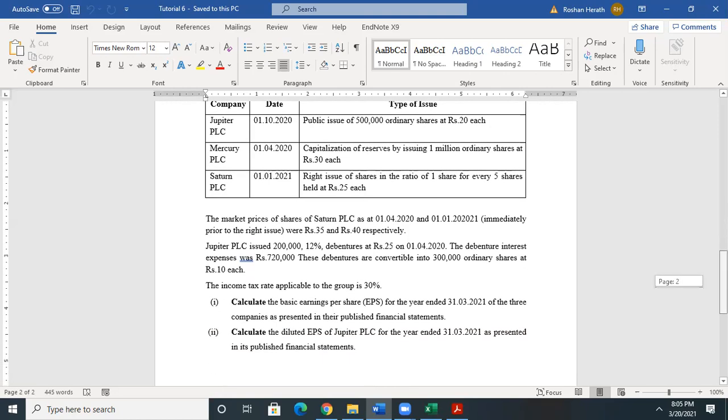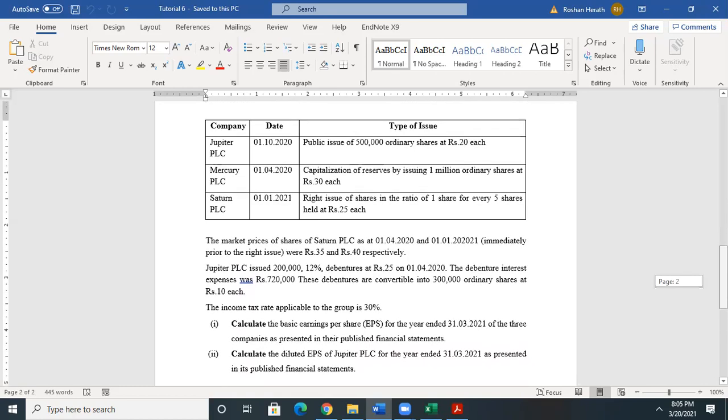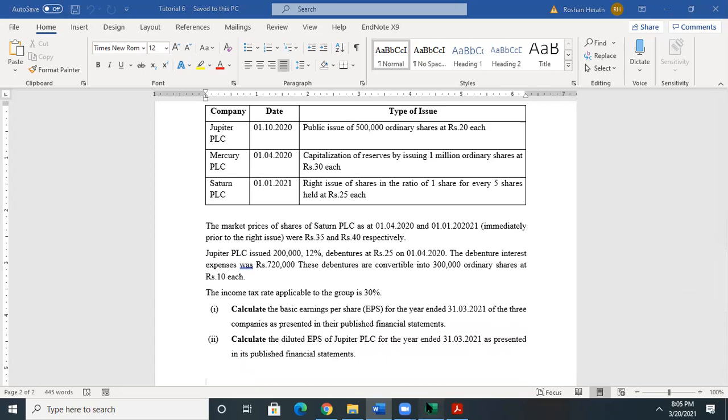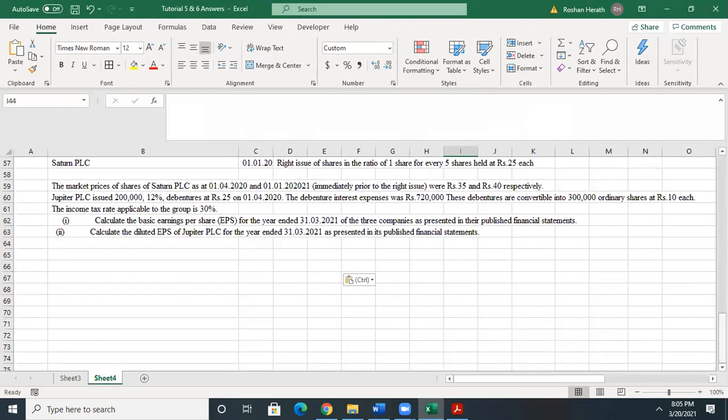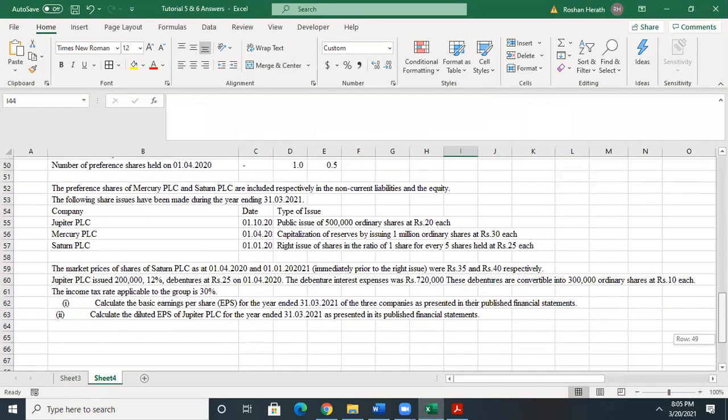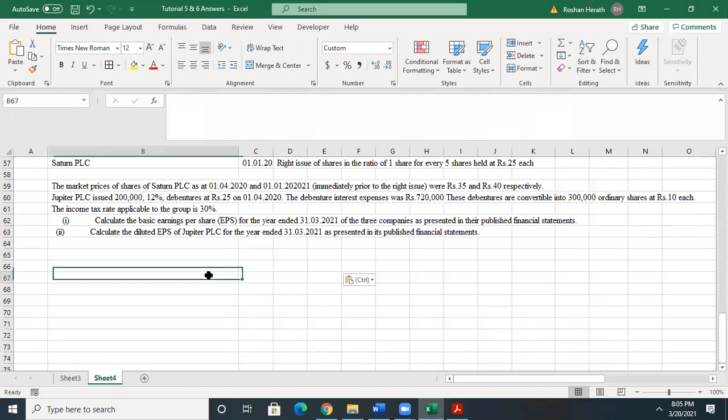What is expected? Calculate the basic earnings per share for the year ended 31st March 2021 for the three companies. Okay, so let us start. Since we are running out of time, let's do that quickly, starting from Jupiter.